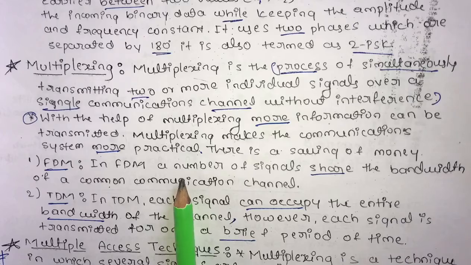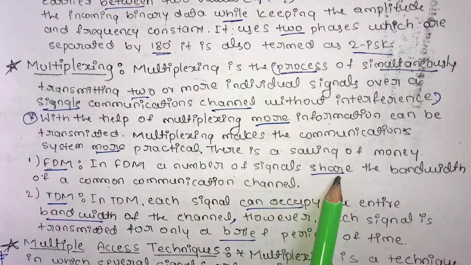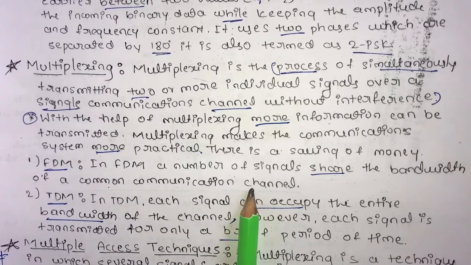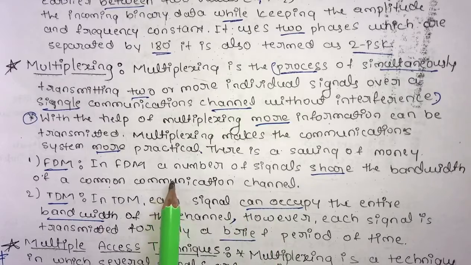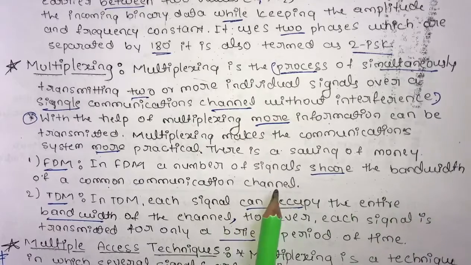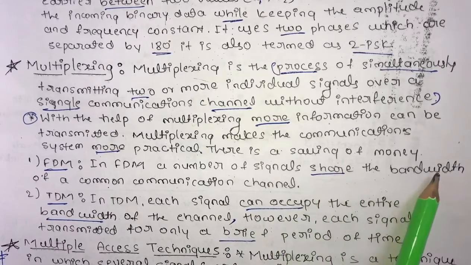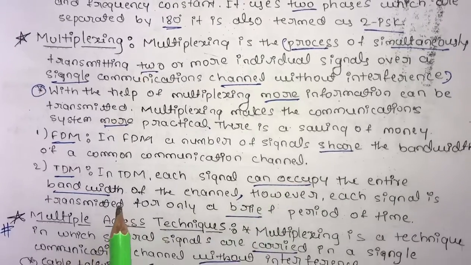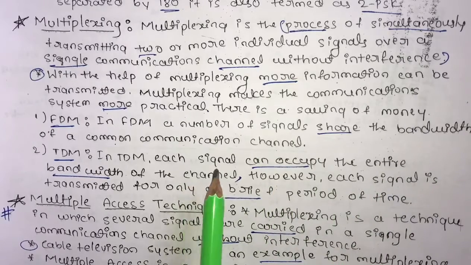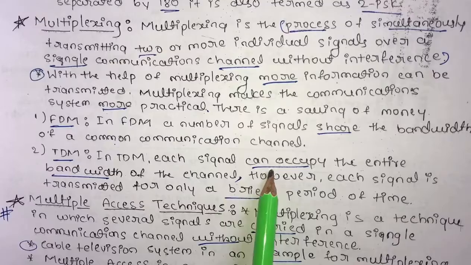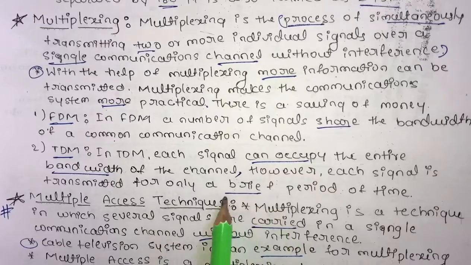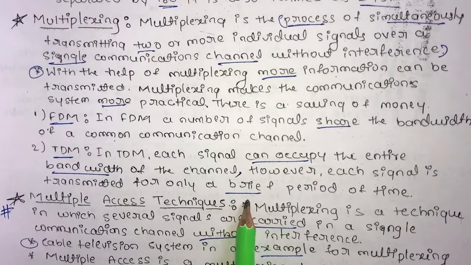In frequency division multiplexing, a number of signals share the bandwidth of a common communication channel. One common communication channel is used, and the signals share its bandwidth. So there is a sharing of bandwidth of a channel. In case of TDM, each signal can occupy the entire bandwidth of a channel. However, each signal is transmitted only for a short, brief period of time.